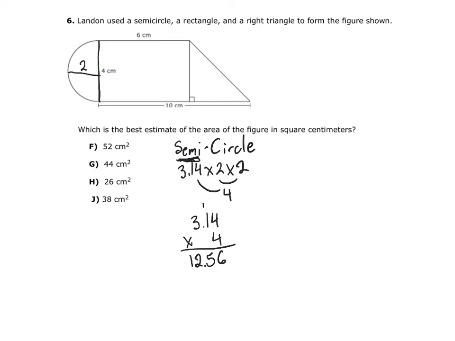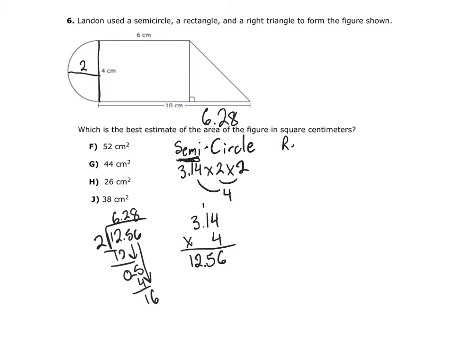So we're going to take 12.56, divide by 2. So we get 6, which is 12. Bring down the 5, bring up the decimal. Goes in twice, which is 4. Bring down the 6. Get 8 for 16. So we get 6.28.